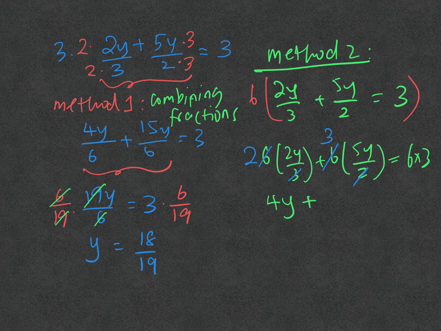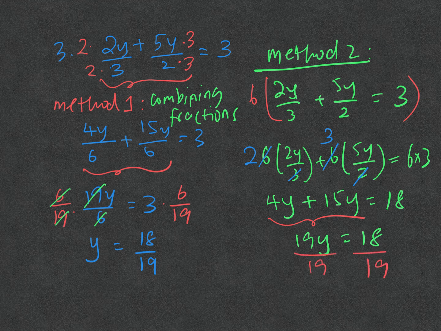So you get 2 times 2y is 4y, 3 times 5y is 15y, and you get 18 on the right-hand side. Now, you can combine 4y with 15y to give you 19y. And this equals 18, and divide both sides by 19. So y equals 18 over 19.